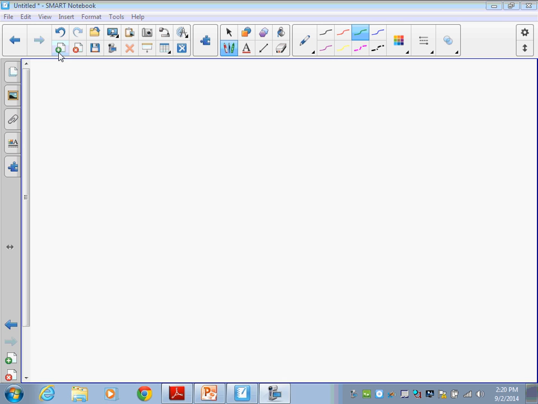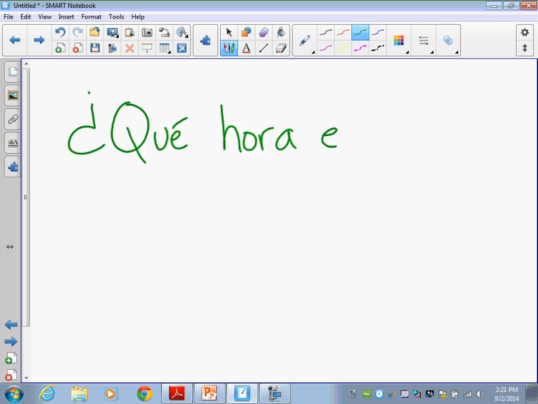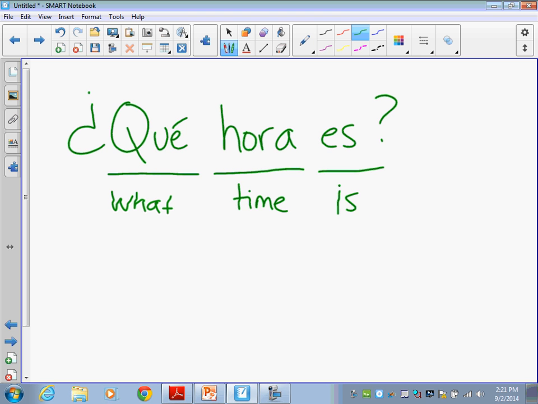Okay? La pregunta, ¿qué hora es? Se dice, what time is it? What time is it? The word it is implied. ¿Qué hora es? When somebody responds back with the time in a complete sentence, they're going to use one of two sentence starters.